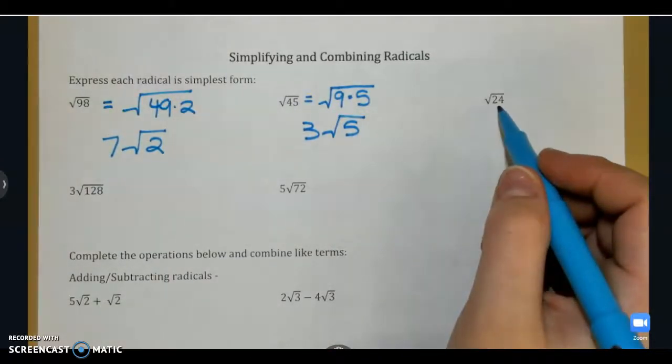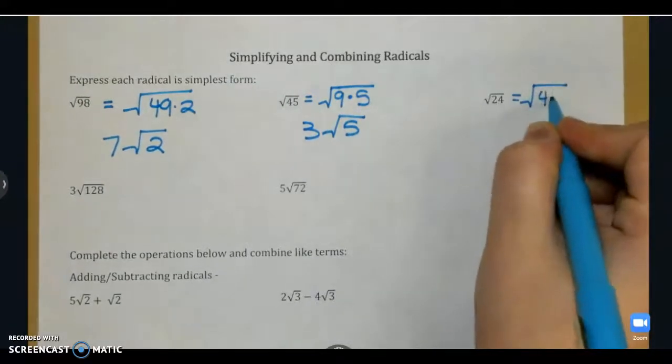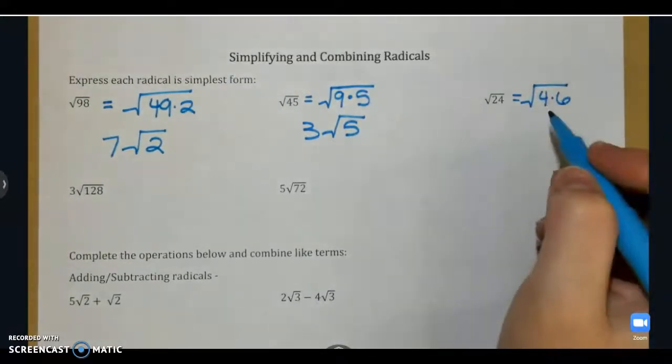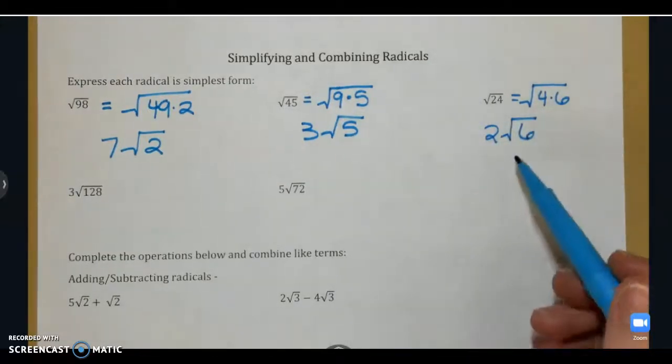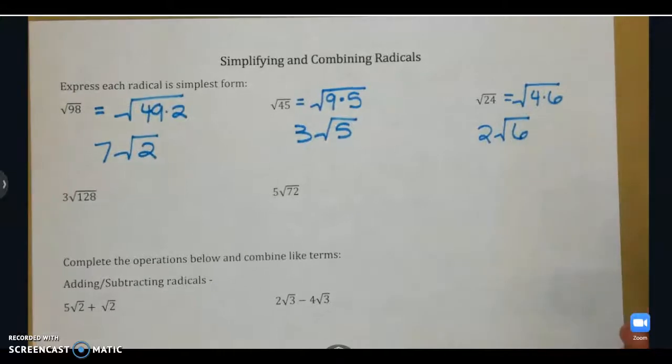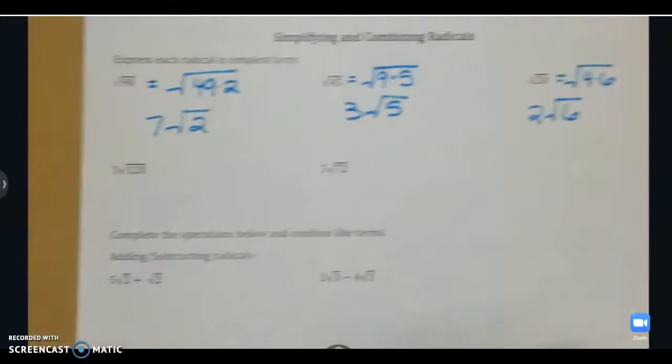Square root of 24. We know that 4 is a factor. I can take out the square root of 4, which is 2. And that leaves 6 inside my radical. 6 is not prime, but my factors of 6, 1, 6, 2, and 3, none of those are perfect squares, so this has been simplified completely.